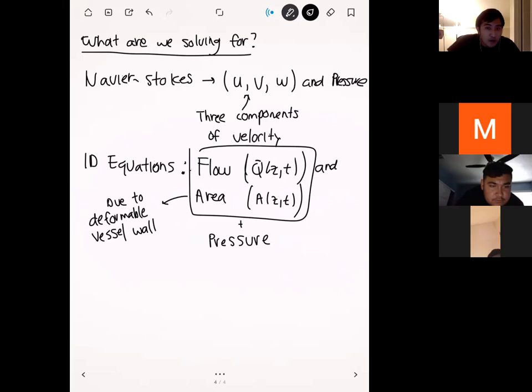Yeah. So if you compare these equations, where with Navier-Stokes we were solving for four unknowns at the same time, the 1D equations are only solving for two. That's one of the big simplifications here, right? We're solving for fewer unknowns, and that's naturally just going to be easier. Okay.